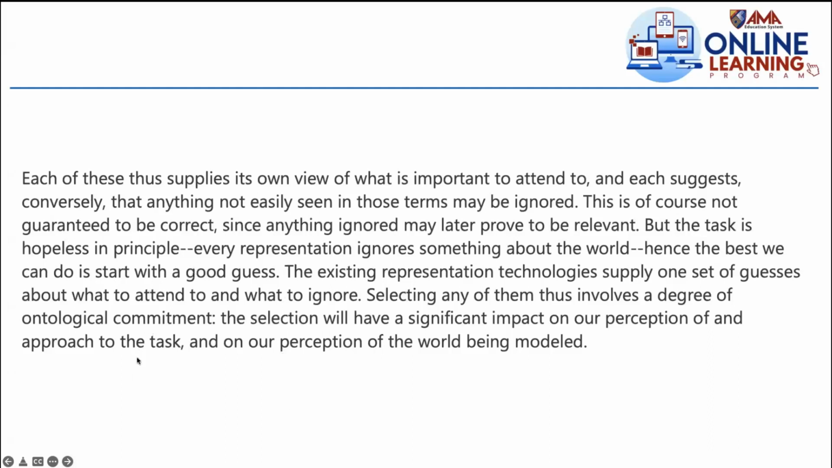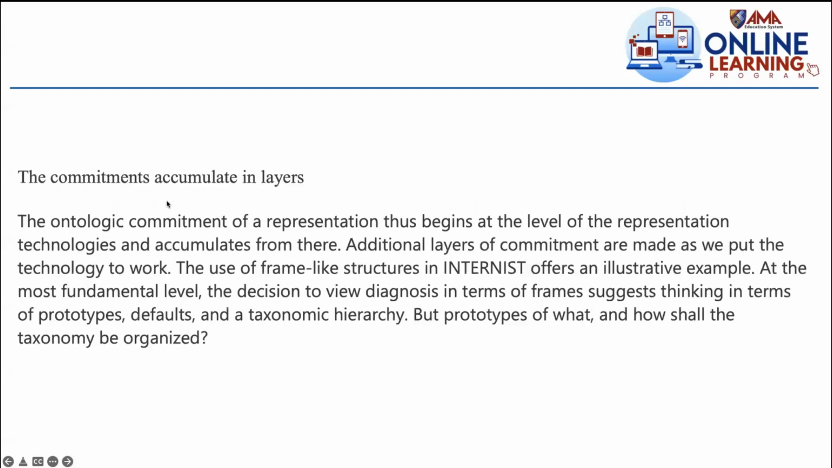Okay, so to proceed, the commitments accumulate in layers. So how? The ontologic commitment of representation begins at the level of the representation technologies, meaning it starts at the selection. Before you develop an AI program, there is a task at hand, a problem that you want solved or a task to be accomplished. From there, you select the technique to represent the knowledge. Is it rules, is it frames, and so on and so forth? So that's the first layer. But something will accumulate from there.